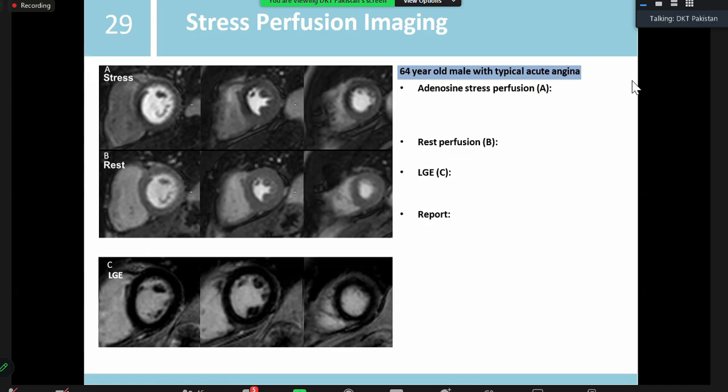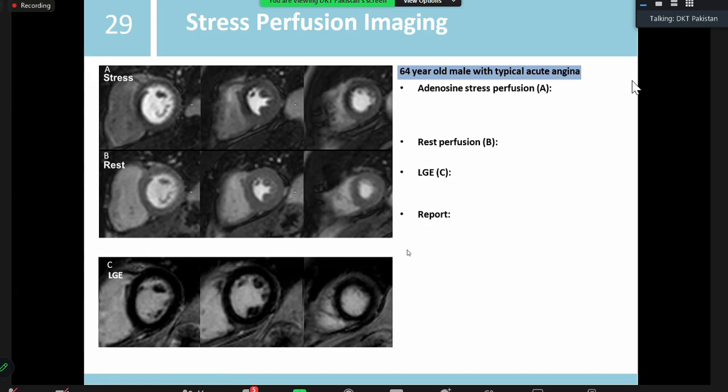Okay, so suppose it is a similar case of acute angina, there is some hypokinesia as well, and the stress sequence is abnormal. If it is normal, and LGE is also normal, and there is still hypokinesia, it means this is a stunned myocardium. In case of a typical angina, a normal stress perfusion sequence, normal late gadolinium enhancement, but functional abnormality, then this will be a case of a stunned myocardium.